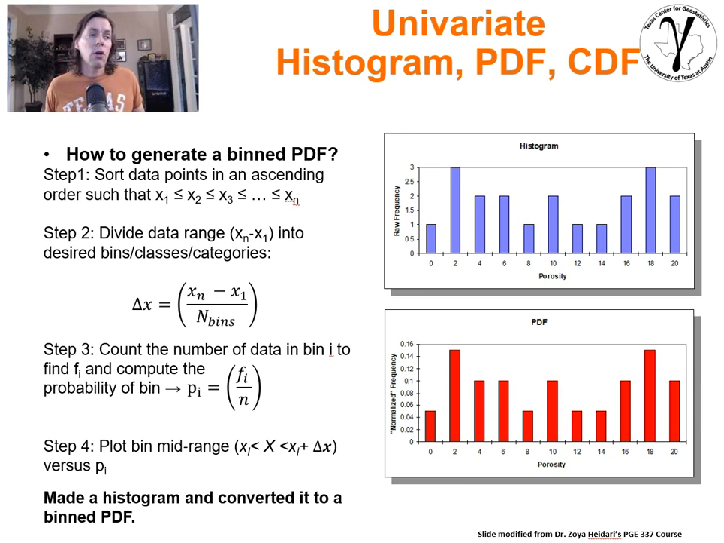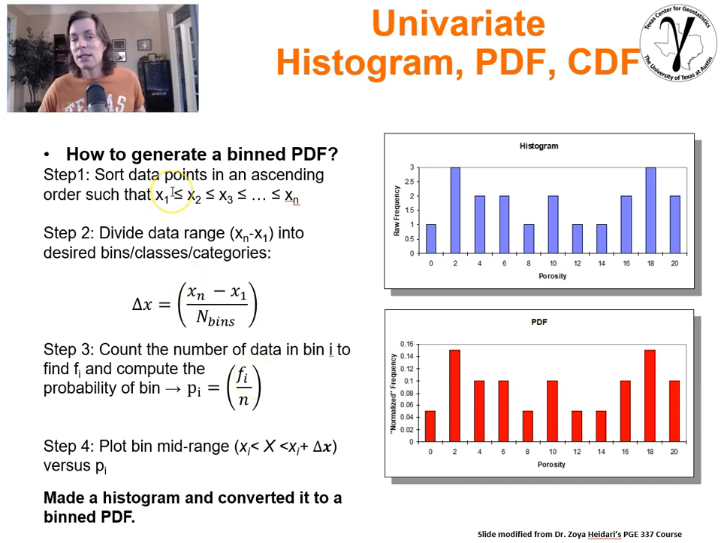Now, how do you generate a binned PDF? Very straightforward. You take all of your data and you sort it in ascending order such that all of the values go from the smallest to the largest value. You divide the data range into a desired number of bins, or classes, categories, and you then count the number of data that exists within each one of the bins.